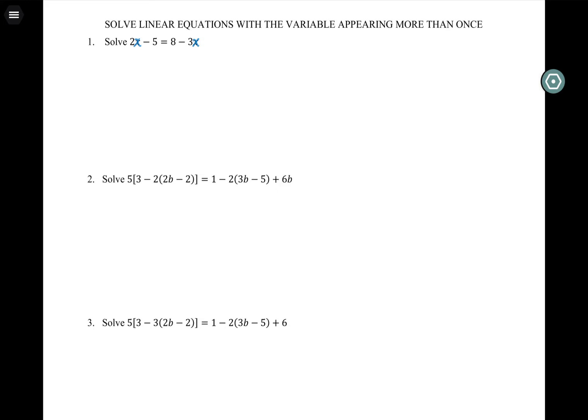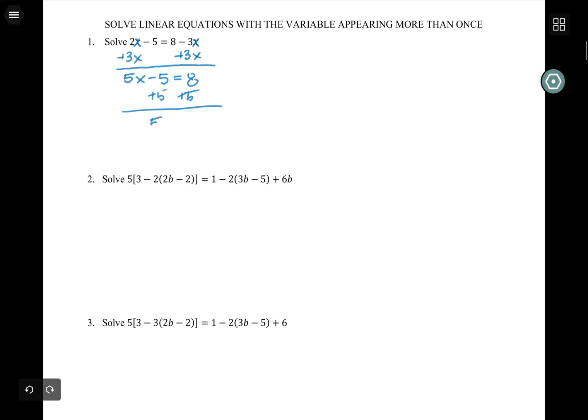I'm going to go ahead and move the 3x over to the left. The only reason I like the look of that is because then I get positive 5x instead of negative 5x. It's really not a big deal either way. Okay, so I moved my variables to one side and I was able to combine them. Now I get to go back to my reverse order of operations business. So x is being multiplied by 5, and then I'm subtracting 5. The first thing I need to do is get rid of the minus 5, so I will add 5 to both sides.